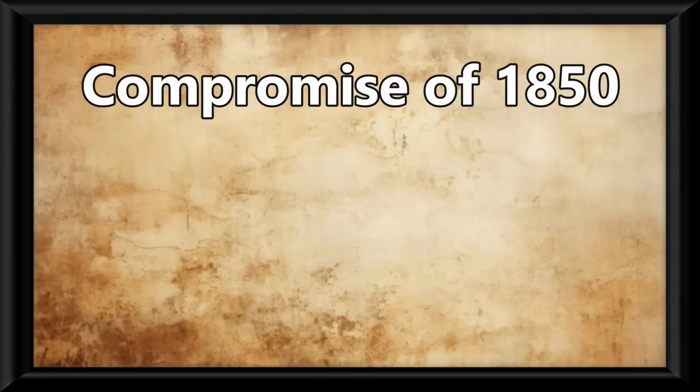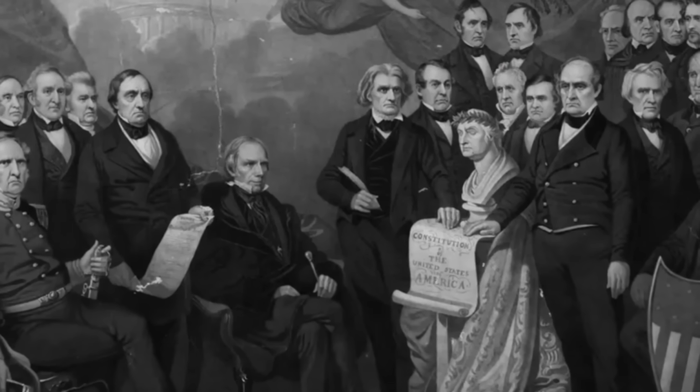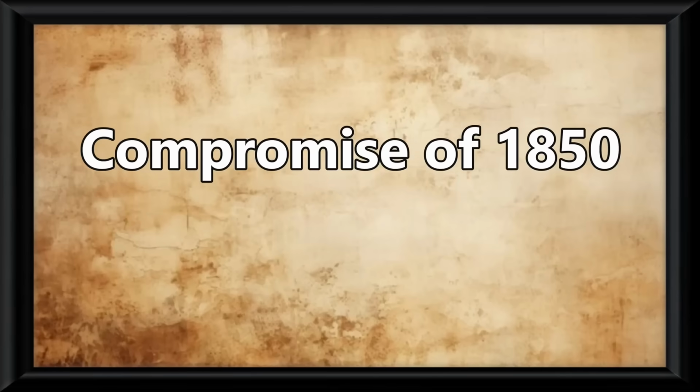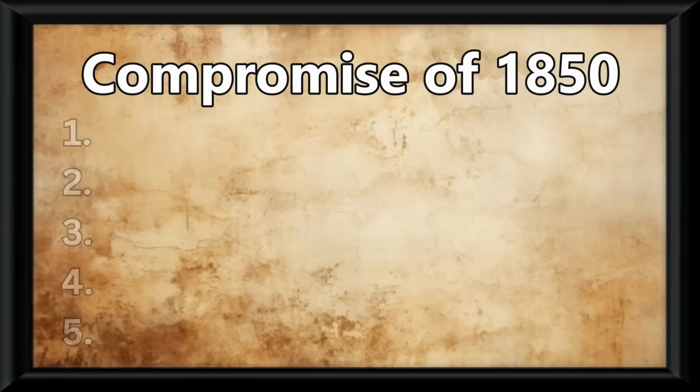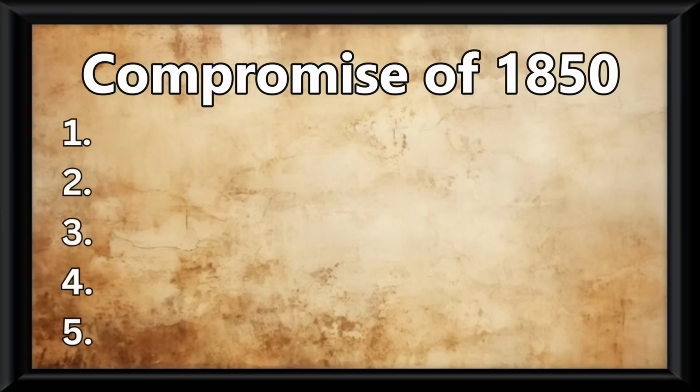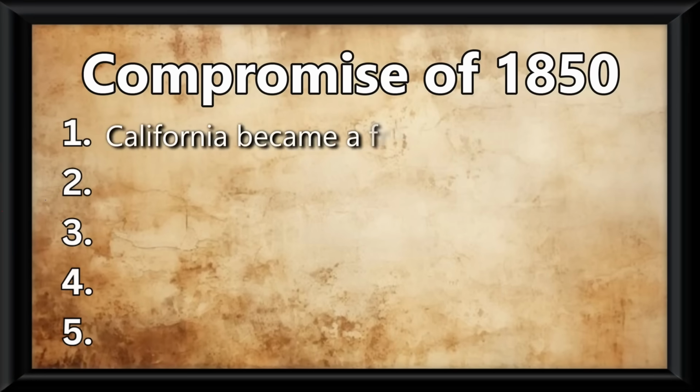So what would attempt to solve this issue would be the Compromise of 1850. But it was, in many ways, a messy last-ditch attempt to keep the country from falling apart. The guy behind it, you guessed it, Henry Clay. This compromise had 5 parts, and they all tried to balance free and slave state interests. First was California would become a free state.